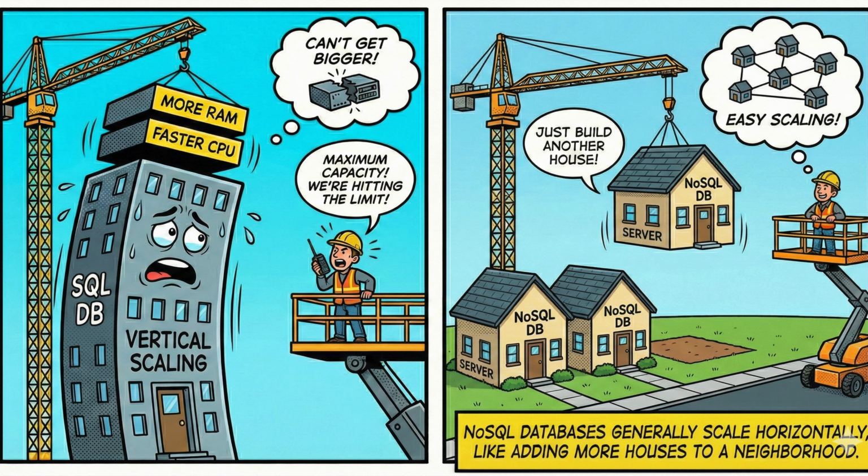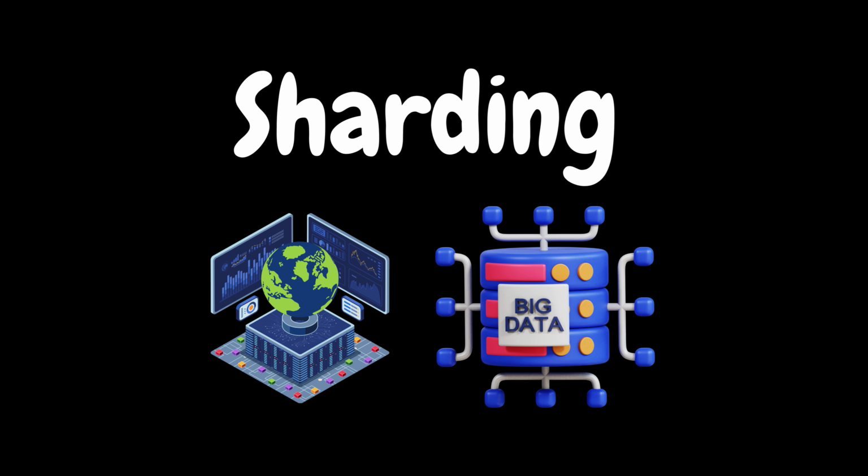NoSQL was designed to scale horizontally. Instead of making one building taller, you just buy the empty lot next door and build another house. You distribute your database across many cheaper servers. This is called sharding, and it makes NoSQL incredibly powerful for massive big data applications.